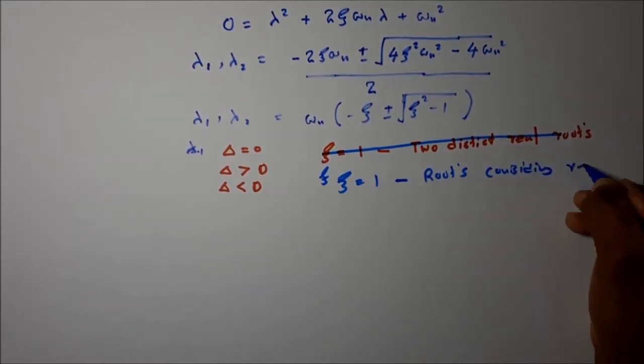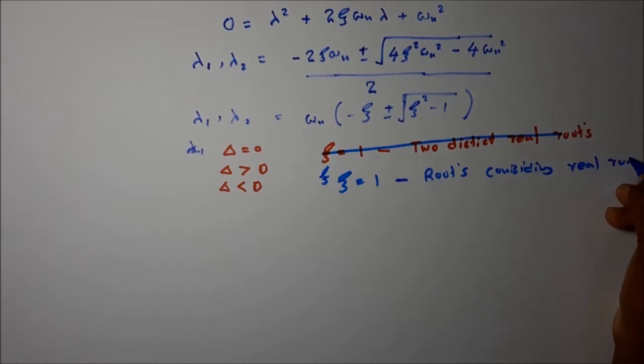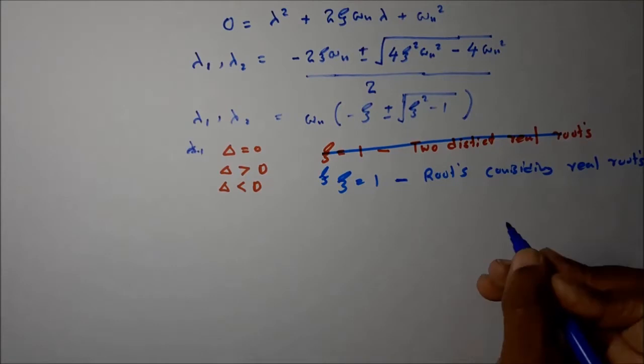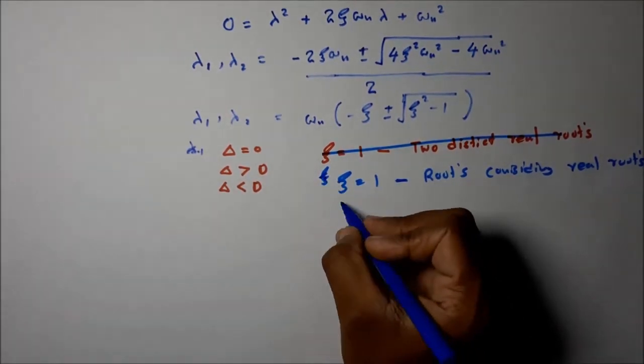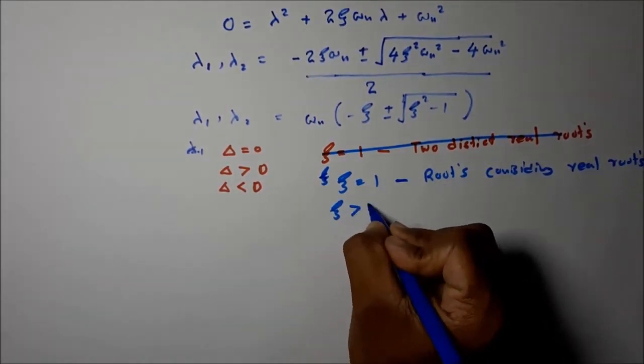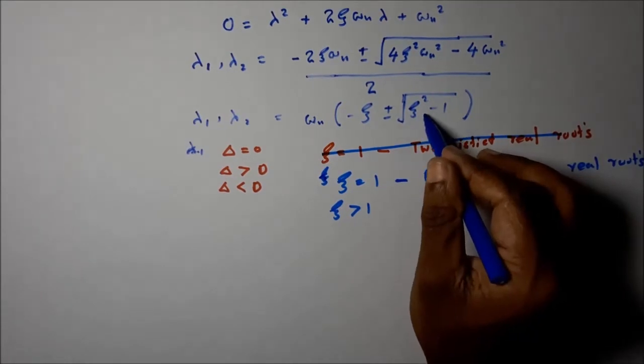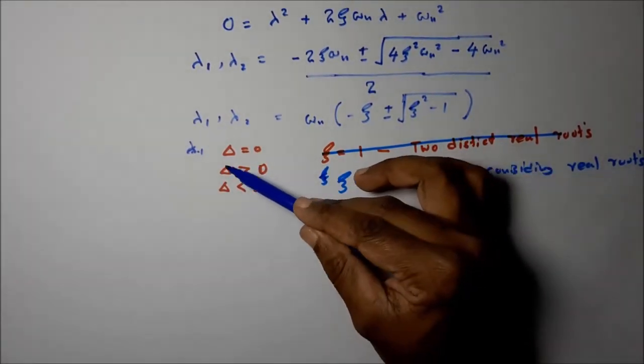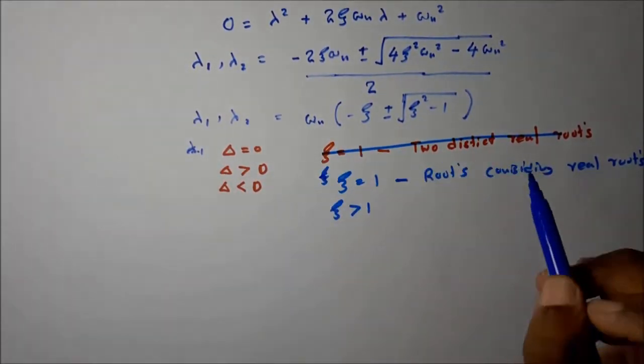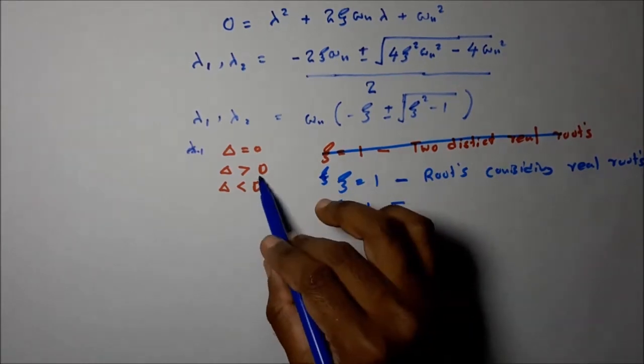And real roots. Okay, real roots we are having, but roots are coinciding. Then what happens if theta is greater than 1 situation? Theta is greater than 1 situation, that means delta is greater than 0.